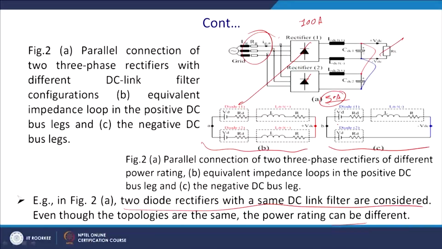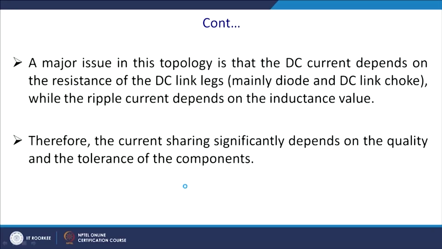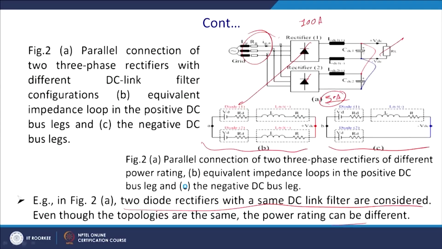As we can refer in figure 2b and 2c, this one and this one, in the parallel legs, the positive or the negative DC links of rectifier 1 and 2 are connected to the same terminal of phase and the VDC, that is something we require to see. So, these are AA, BB, CC.